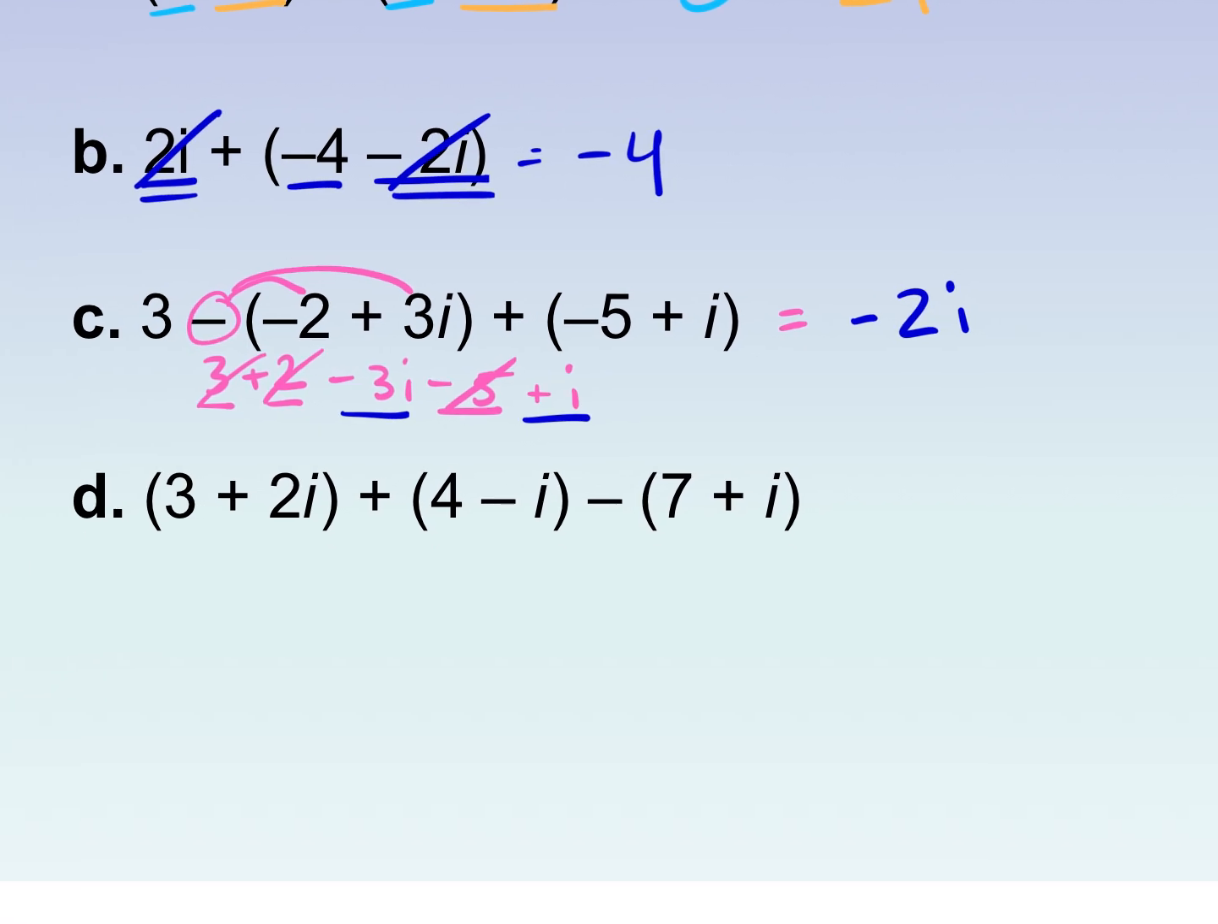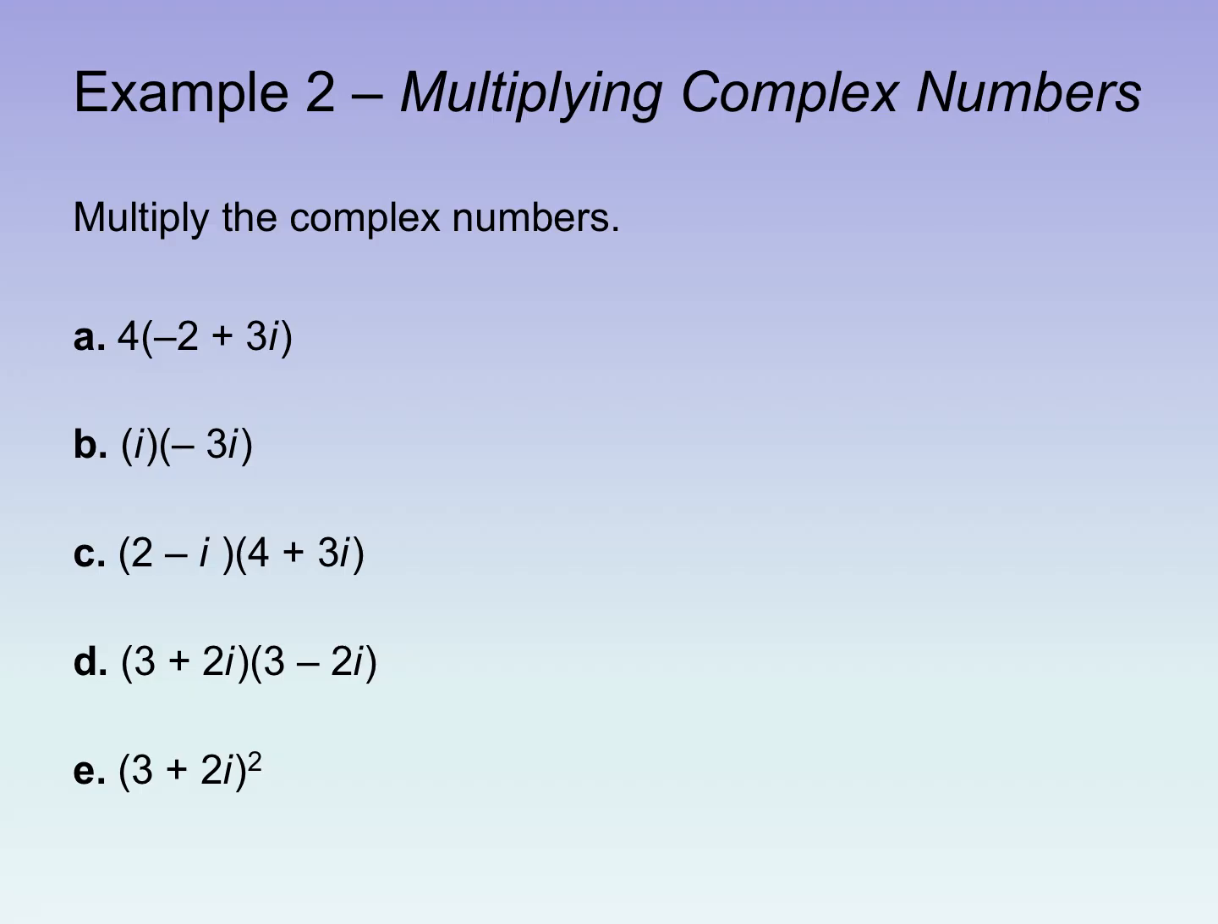What do we do first for d? Distribute the negative. So this would become -7 minus i. Now let's combine our like terms. So the real parts first. 3 plus 4 minus 7 cancels. And then 2i minus i would be what? It cancels out also, so what's our answer? 0.